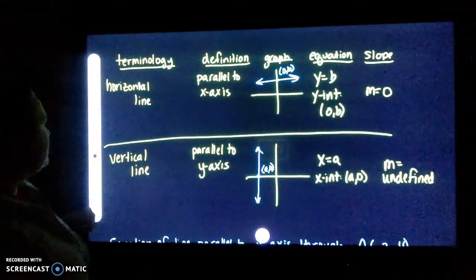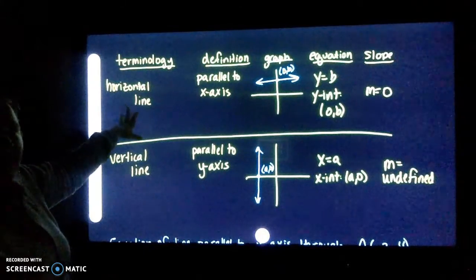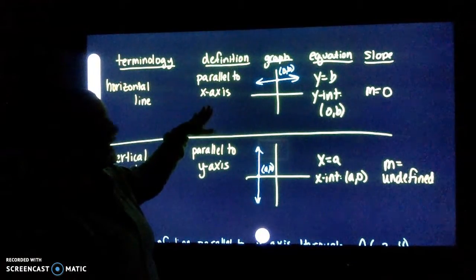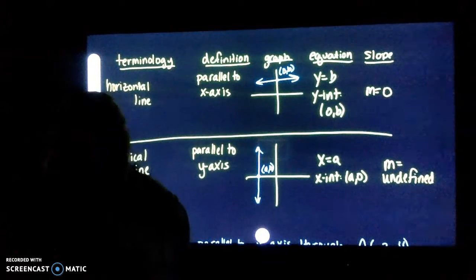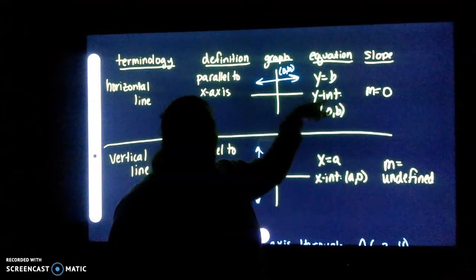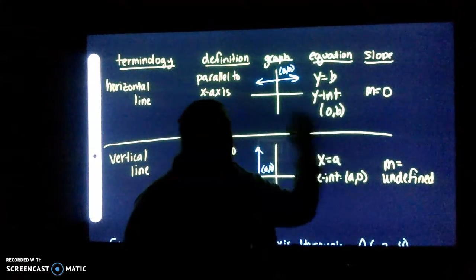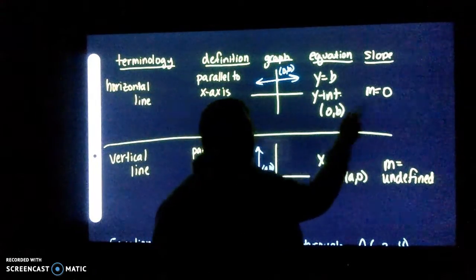So what we're going to go ahead and do is we're going to clarify a couple of things. The first thing is when we have a horizontal line, that's a line that runs parallel to the x-axis. So here I have a picture. Where it goes through the y-axis at is point B. So our equation is y equals b, and our y-intercept is the point (0, b), because that's where it goes through our y-axis. For a horizontal line, our slope is 0.